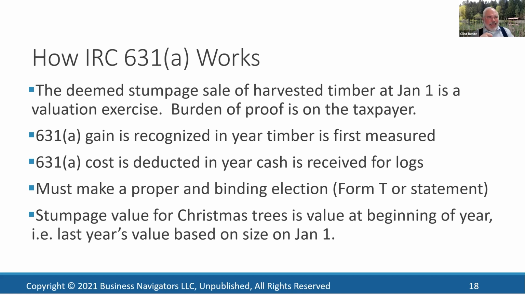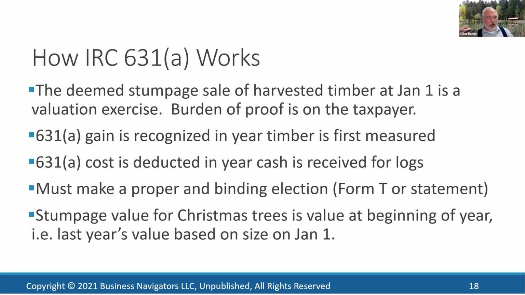We recognize the gain in the year that the timber is first measured. So as it's cut and then rolls across the scale, that's when the timber is measured. We pick up the 631A gain for all the timber that was measured this year. The problem with this is, if you're logging late in the year, in November or December, the stuff rolls across the scale in November or December, but you didn't get paid until January or February. So we're going to pick up the capital gain and your depletion.